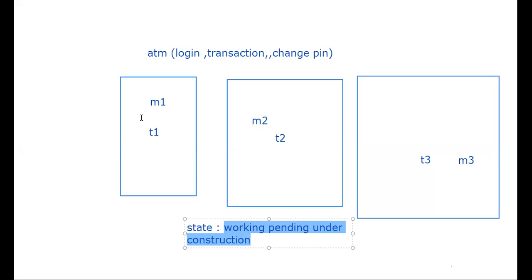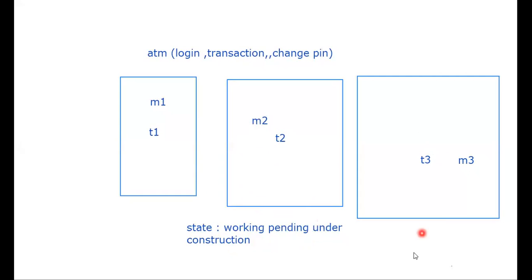Suppose there is module 1 and it is in the working state. If there is any error in module 1, it will go from working to pending state. If it is under construction, it will be in the under construction state. The same goes for module 2 also. If module 1 is having some problems, it will be in the pending state. If module 1 is working properly, it will be in the working state. If module 2 is under development, it will be in the under construction state. So these are the three different states.